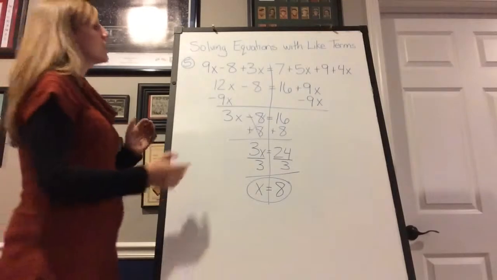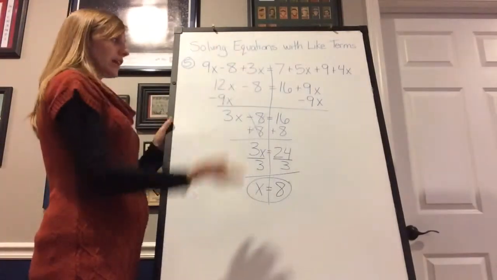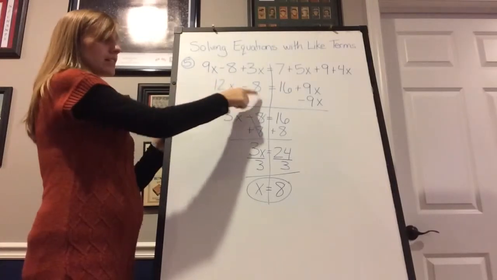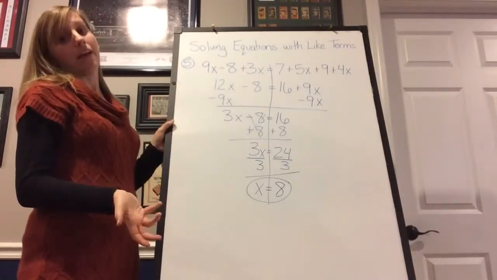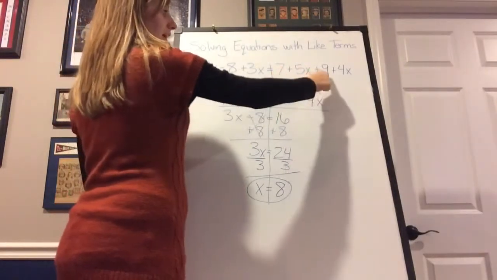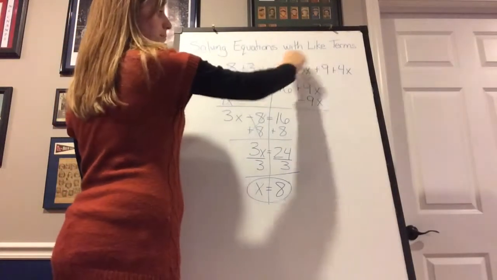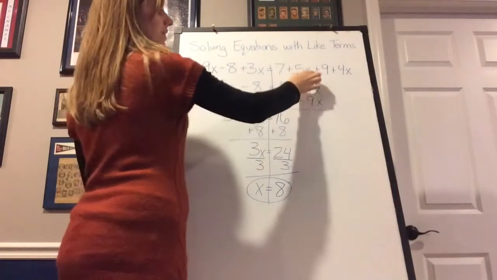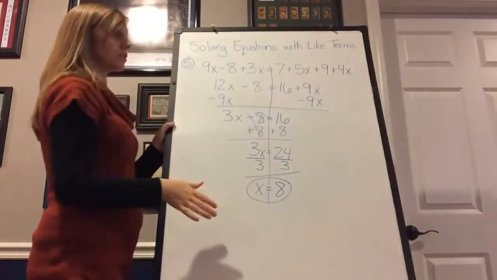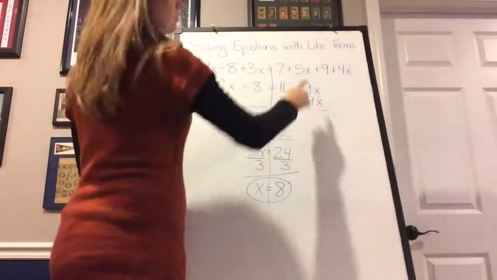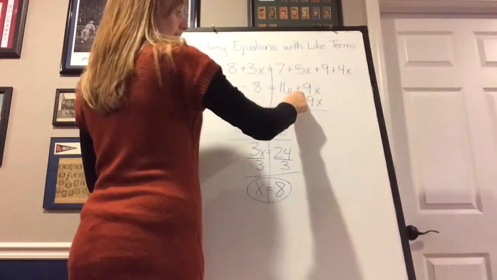combine the like terms. So 9x and 3x are like terms. I put them together to get 12x. The minus 8 stays the same because it's not alike. It didn't have an x. Over on the right-hand side, the 7 and the 9 are like terms, so I combine those to get positive 16. But I also had the 5x and the 4x being like terms. They both have the letter x, so I combine those at the same time. Might as well. 5x plus 4x is 9x.